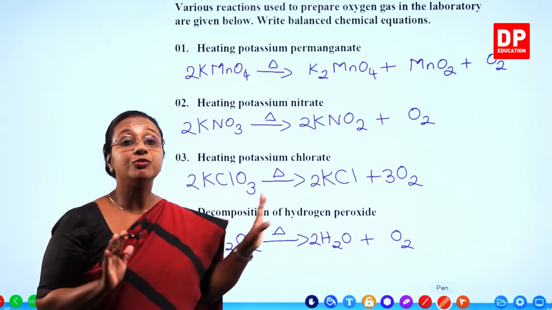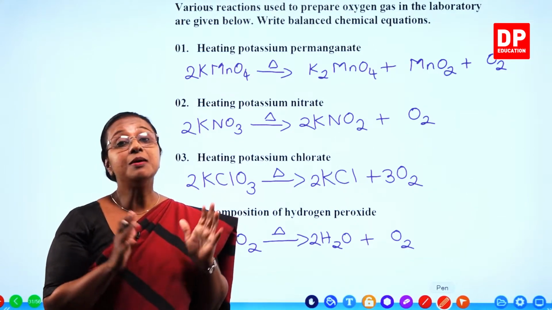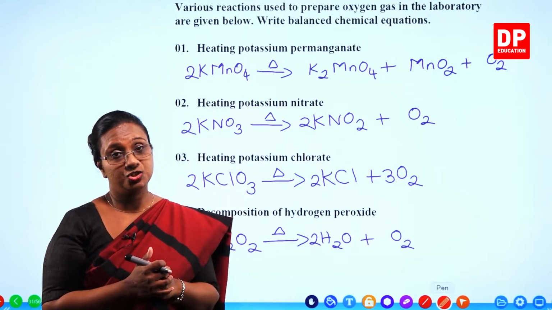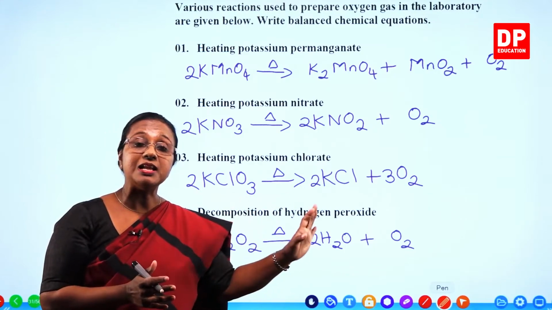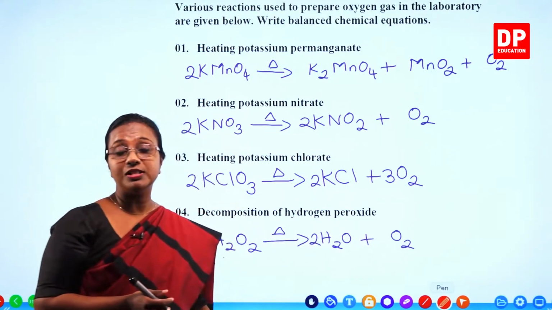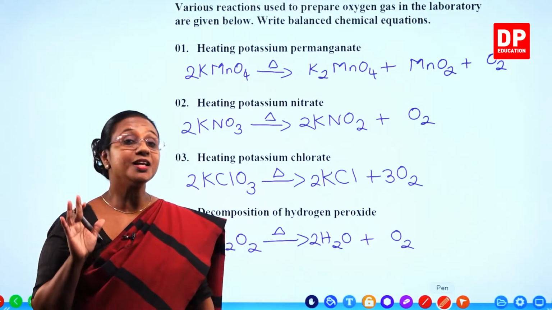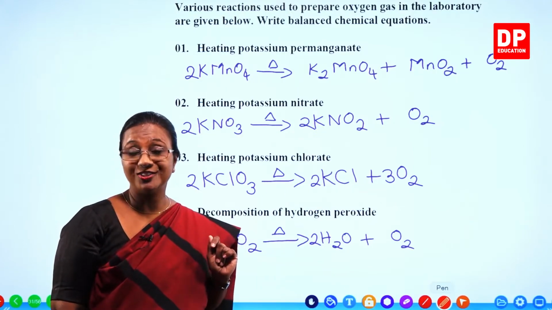So you all have to remember all these equations and you need to write the balanced chemical equation, students. If you forget the balancing, you can do that. But you should know the products of all these reactions. Is that clear to you all? So with that, I will move on to the next one.